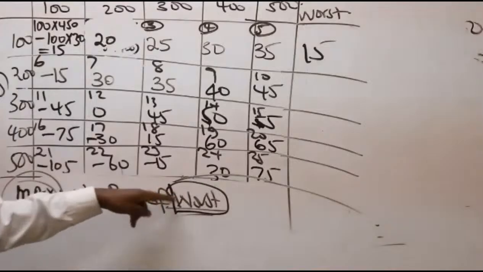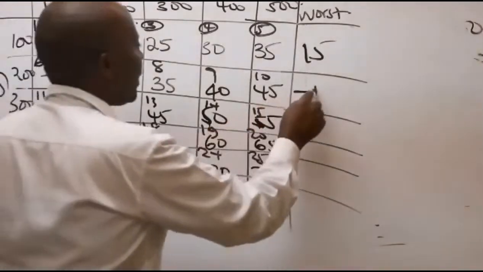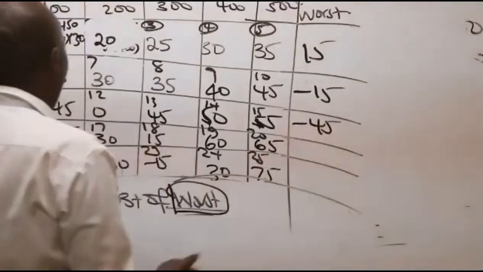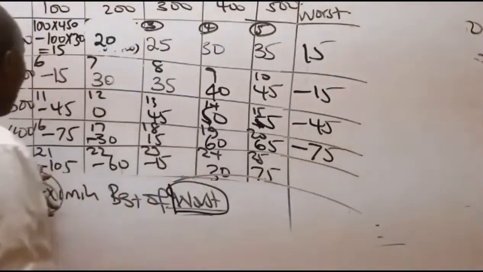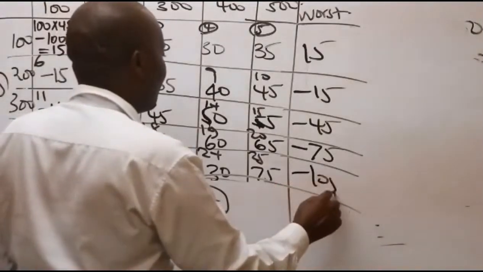Normally we start with the worst. So for this one here, the very worst is negative 15. The very worst here is negative 45. The very worst, ladies and gentlemen, is negative what here? 75. The very worst here is negative 105, the very lowest.